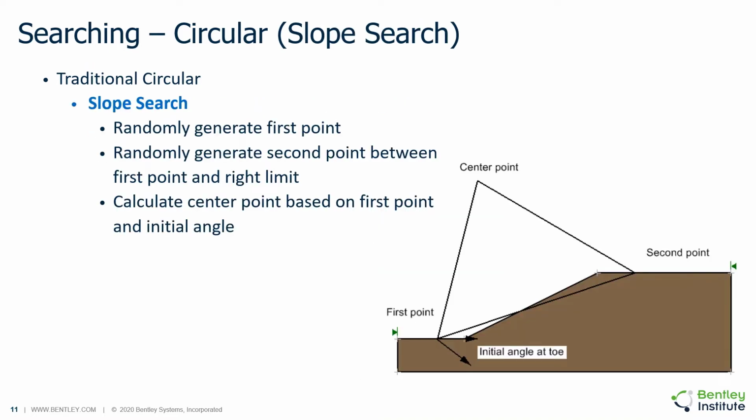The slope search randomly generates the first point, and then a second point between the first point and the right limit. A center point is then calculated based on the first point, and an initial angle at the second point is used to calculate a potential slip surface. The method requires very little user input and can be used in conjunction with more manual methods.